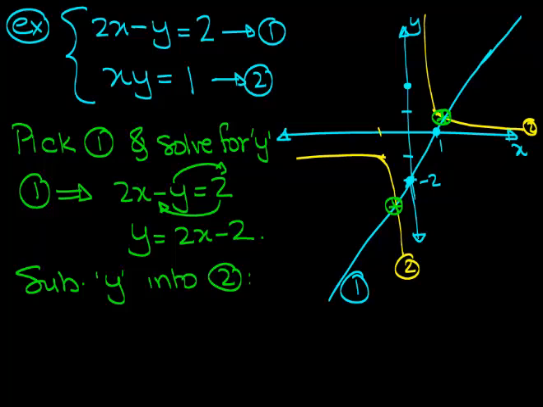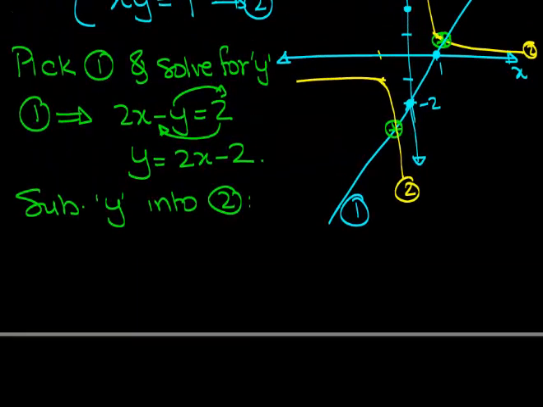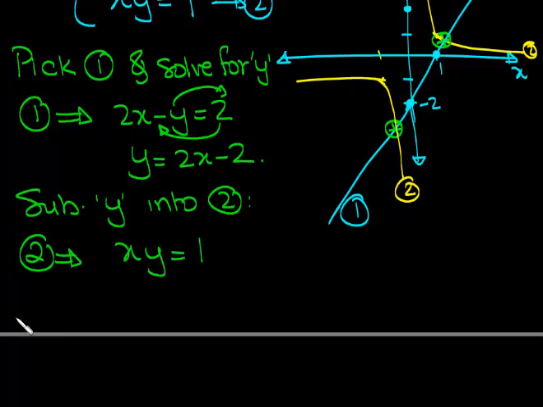So this is how we did substitution in a couple sections ago. So what does 2 become now? 2 was what? xy is equal to 1. That's what 2 was. So we replace this y with this. So we get x times 2x minus 2 is equal to 1.